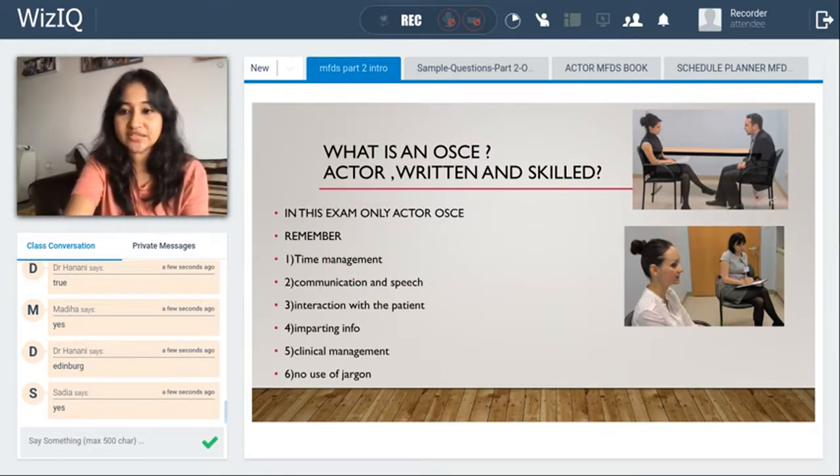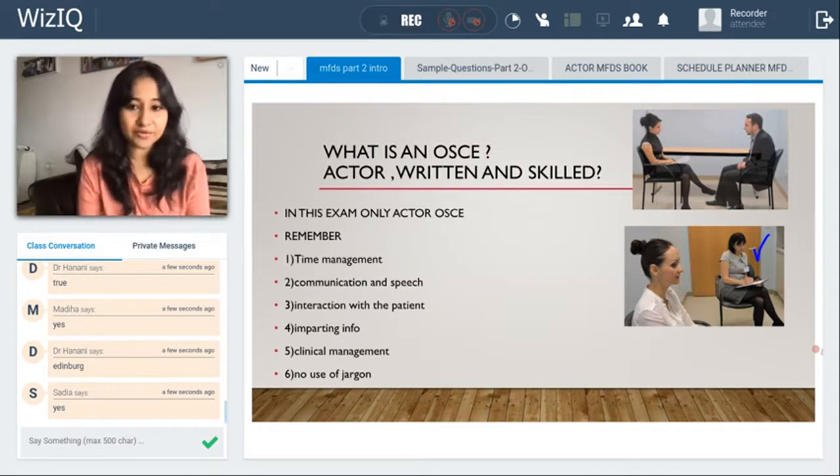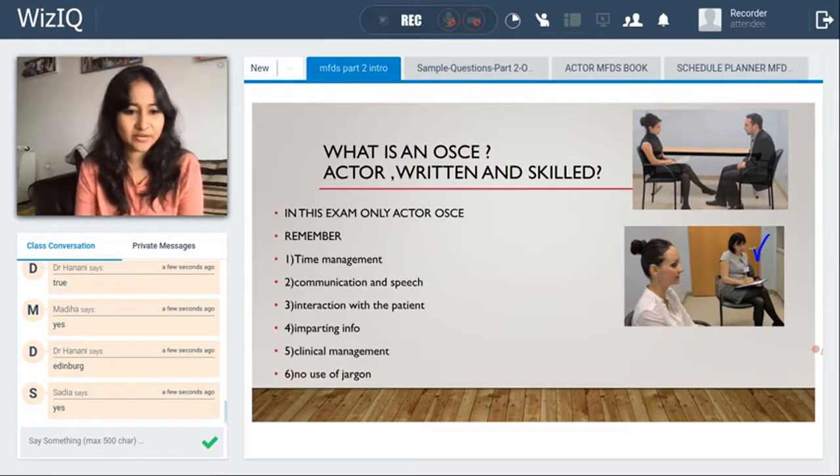Okay. So you see, there is an actor patient, and there is an examiner. You may or may not greet the examiner. The examiner may not really respond to you. For courtesy, you can. But do not feel bad if the examiner is not looking at you or not responding, because that's not their job. They're not supposed to be talking to you. All they would do is look at your demeanor, how you're talking to the patient, and your communication skills. So as I've told you, it is really important to build a rapport with the actor patient.